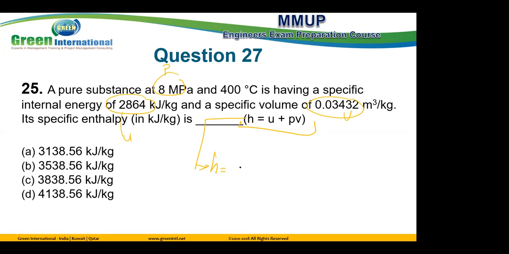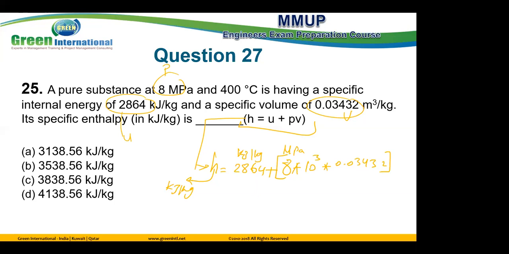U is 2864 kilojoule per kilogram. What is the required unit for H? Kilojoule per kilogram. This still matches. Plus B 8, but this is megapascal, so it's not matching. Multiply by 10 to the power 3. This is the trick for this problem. 10 to the power 3 multiply V, which is 0.03432. This together. That's it.